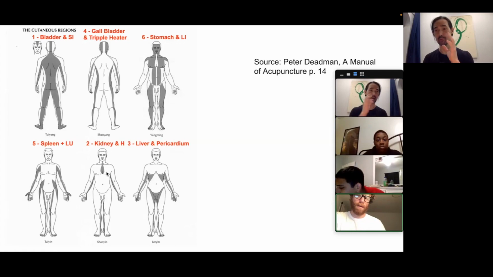I need to see mouths moving. Heart, small intestine, bladder, and kidney. Some of you are not participating. Heart, small intestine, bladder, and kidney. Back surface of the body.